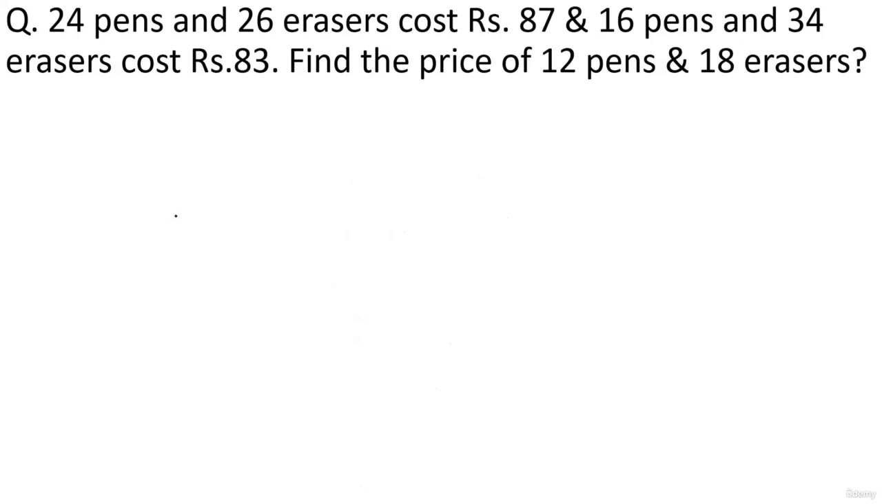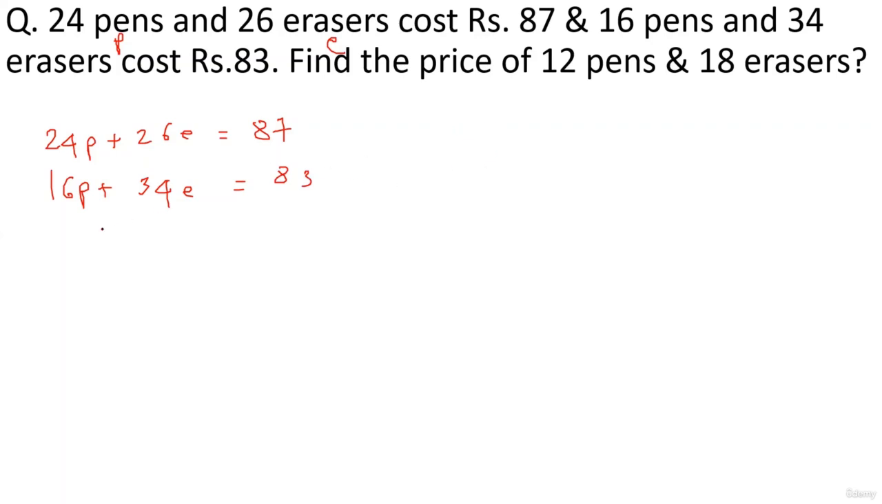All right. So 24 pens and 26 erasers cost rupees 87. Okay. One way to solve the question is you can make equations. Assume the price of each pen be P and each eraser be E. So 24 into P plus 26 into E is equal to rupees 87. 16 pens and 34 erasers, so 16P plus 34E is equal to 83. Find the price of 12 pens and 18 erasers.